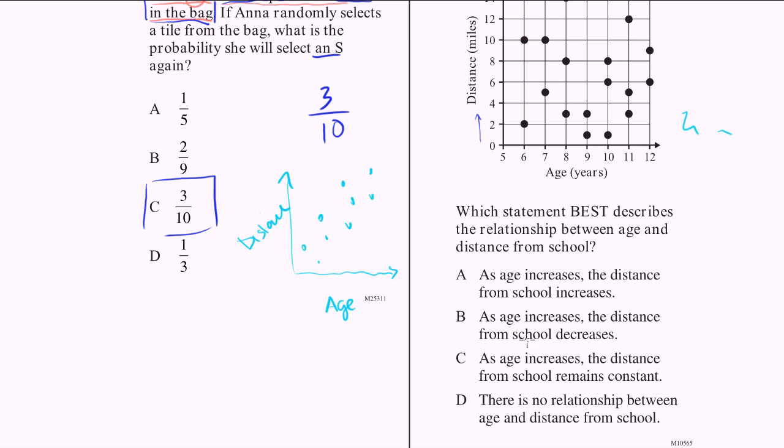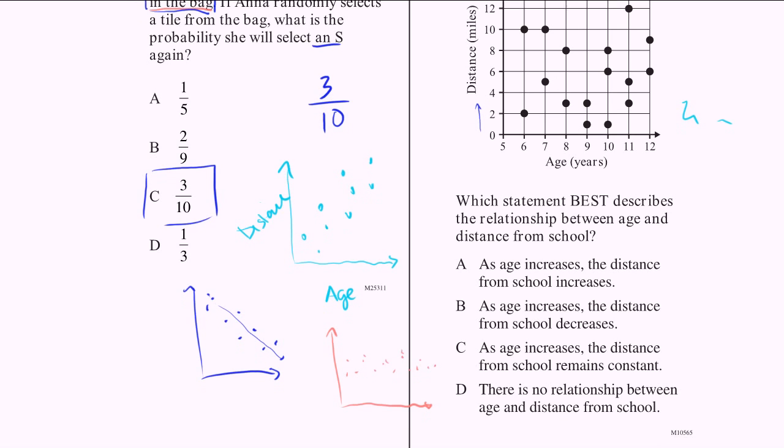B: As age increases, the distance from school decreases. Well, I don't even see a downward trend either. What B is describing, the data would look like this, where we have this downward trend. I don't see that here either. C: As age increases, the distance from school remains constant. What C is describing would have data that looks like this, that regardless of age, the distance from school is about the same. I don't really see that either. There's still a huge spread of distances.